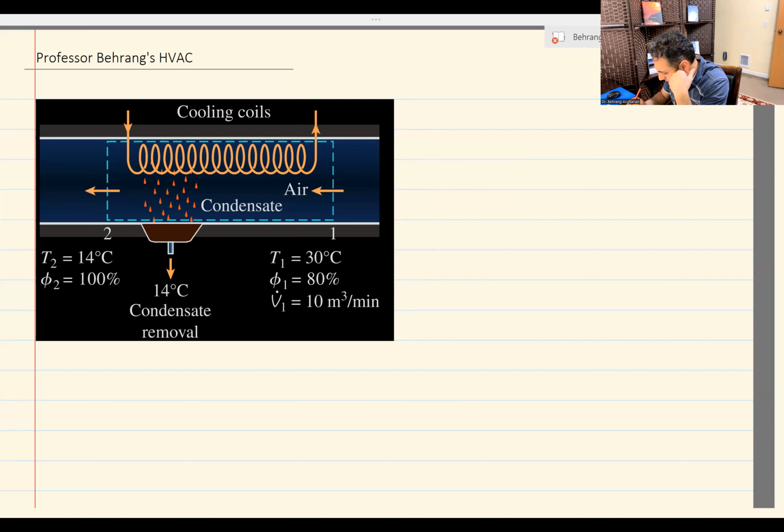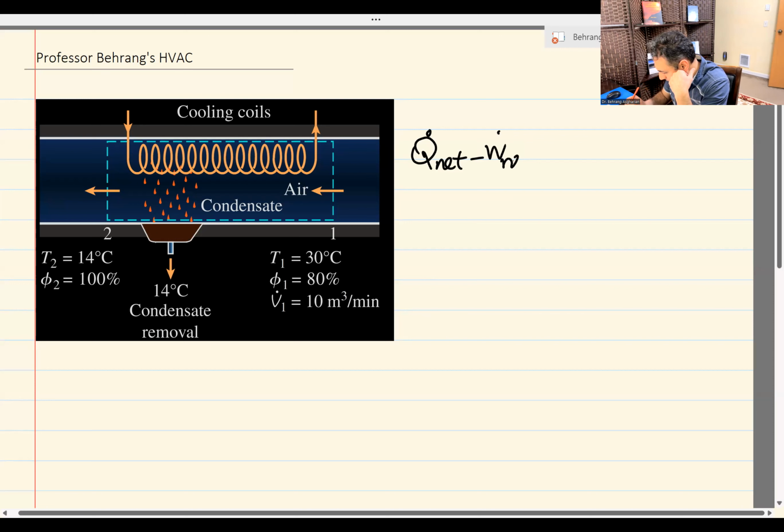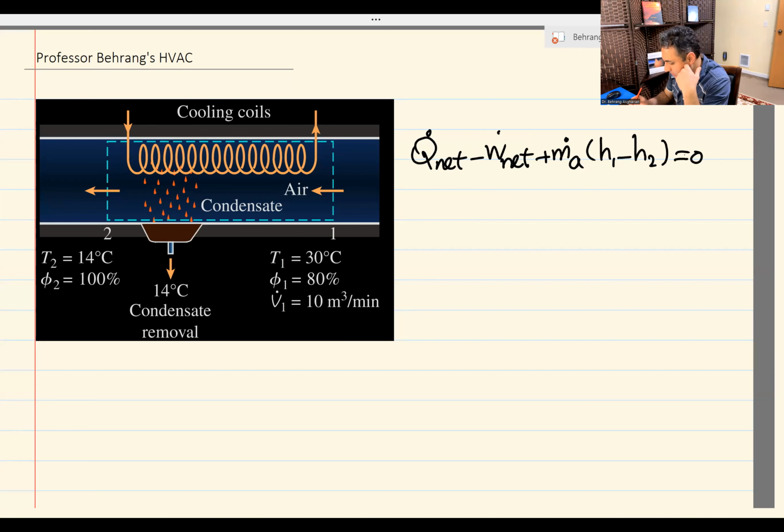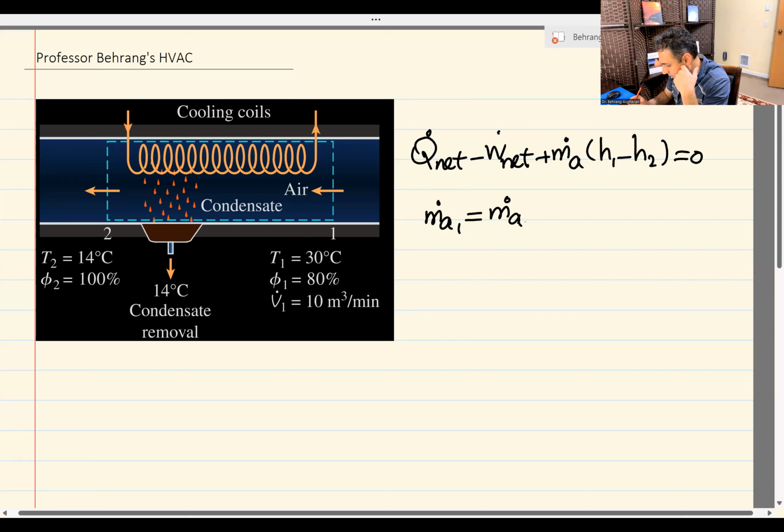Okay, one more time. Q dot net minus W dot net plus m dot of dry air times (H1 minus H2) equals 0. How do I know that there's only one m dot of dry air? Because the process is steady state and we're not adding any air to the system. So m dot of dry air at the inlet and outlet are the same. I know already that m dot of dry air at 1 is m dot of dry air at 2. It equals m dot of dry air total.